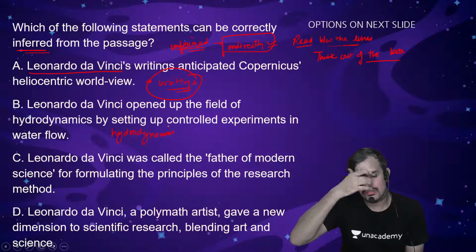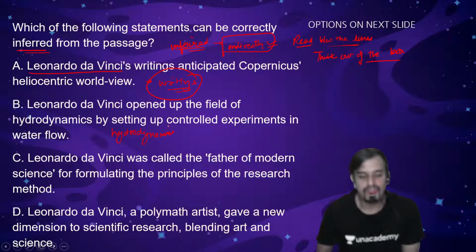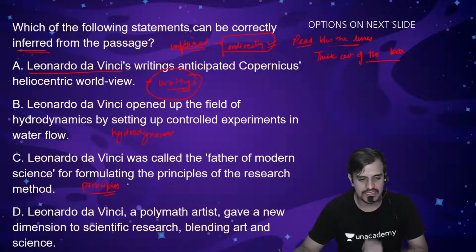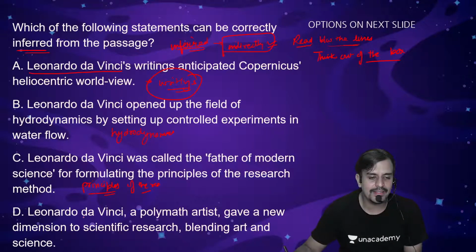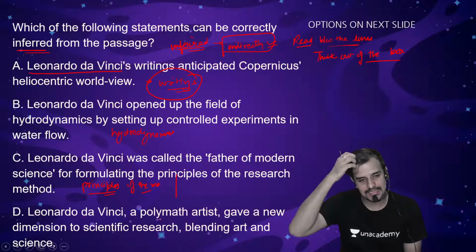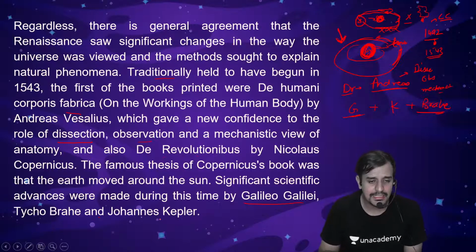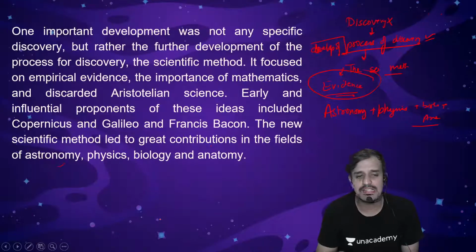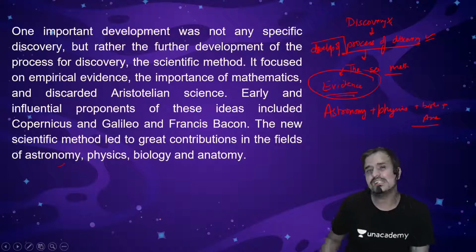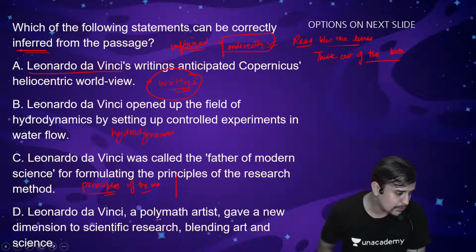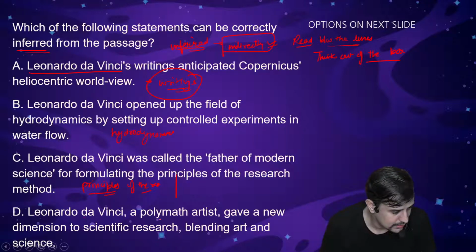Leonardo da Vinci was called the father of modern science for formulating the principles of research method. So he is known as the father of science because of the principles of the research method. And Leonardo da Vinci, a polymath artist, gave a dimension to scientific research, blending art and science. It is very tough, because in any of these passages we did not read anything about Leonardo da Vinci. And that is what inference is. As I told you, inference is something which is not given in the passage. You will have to deduce everything.